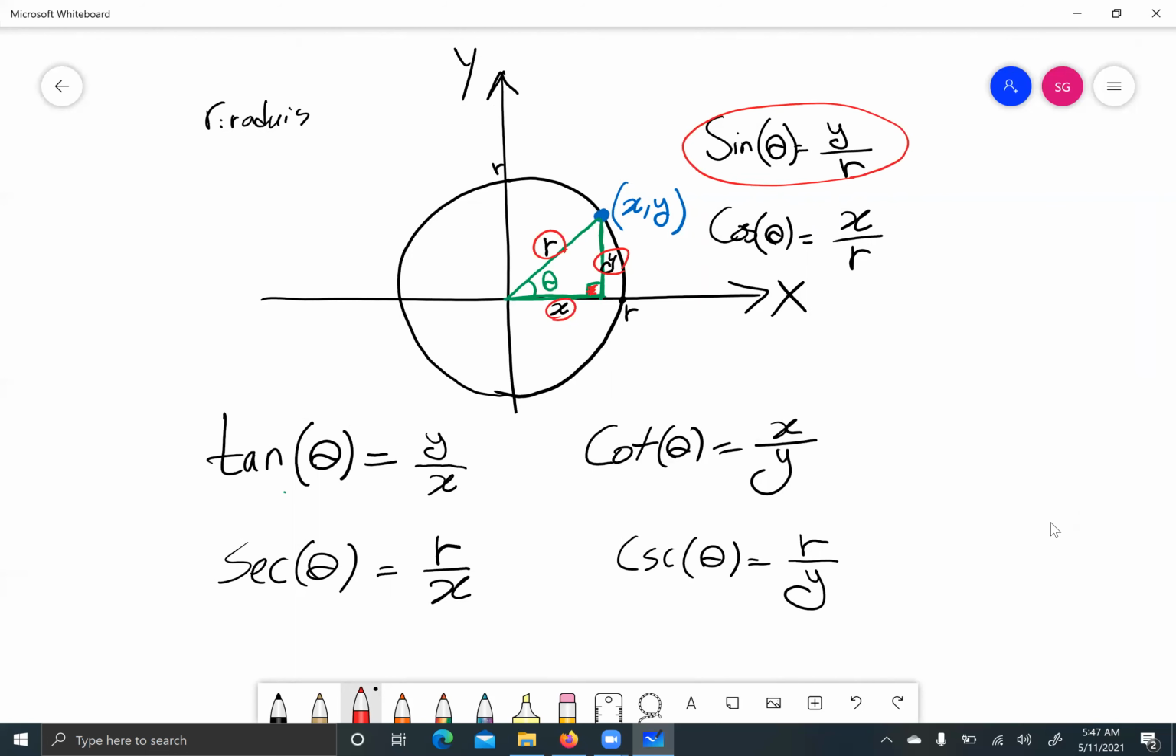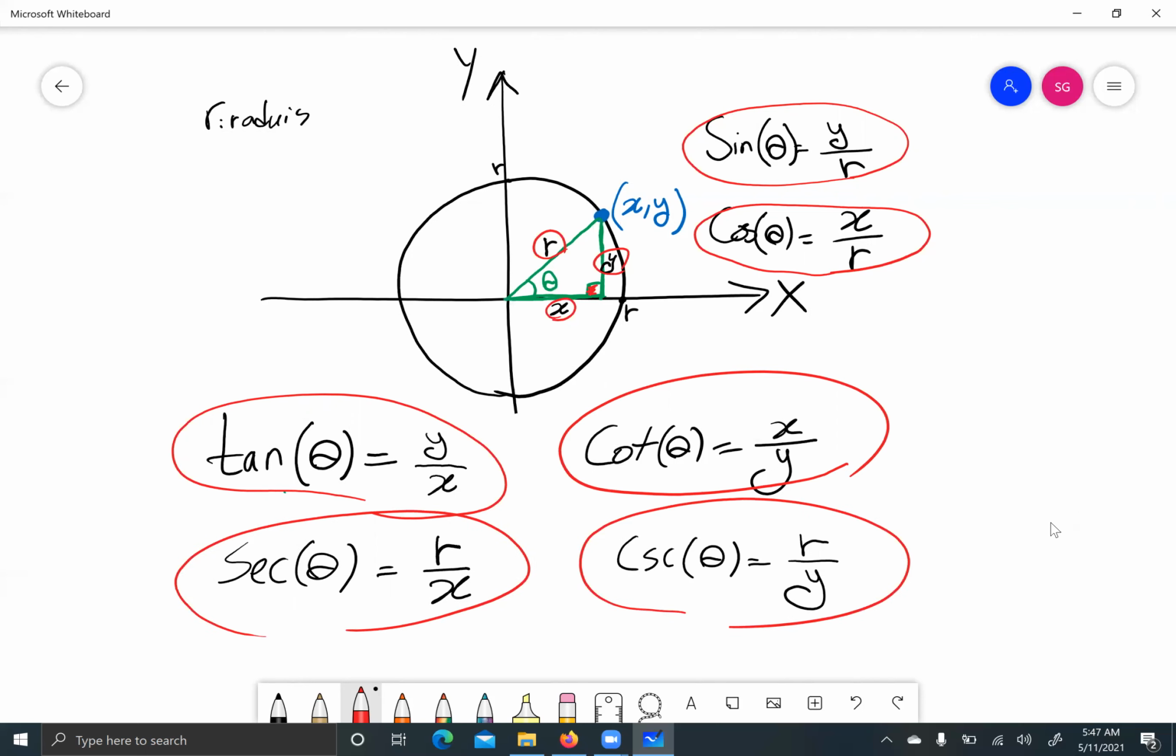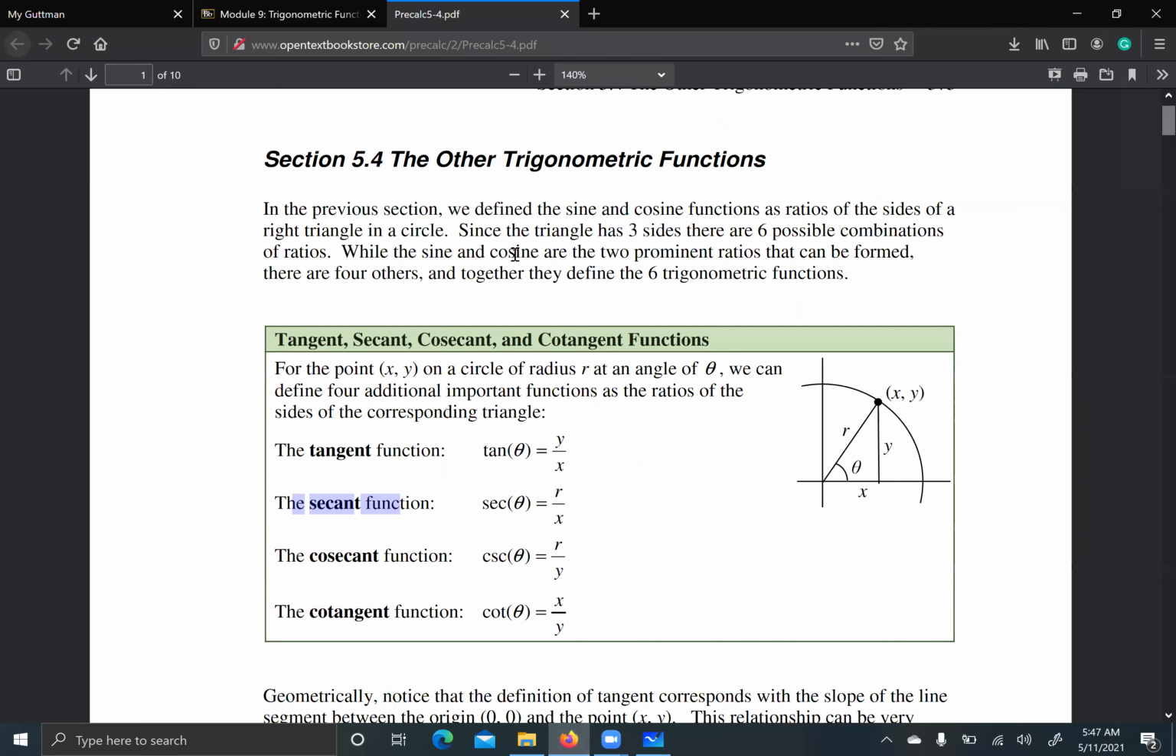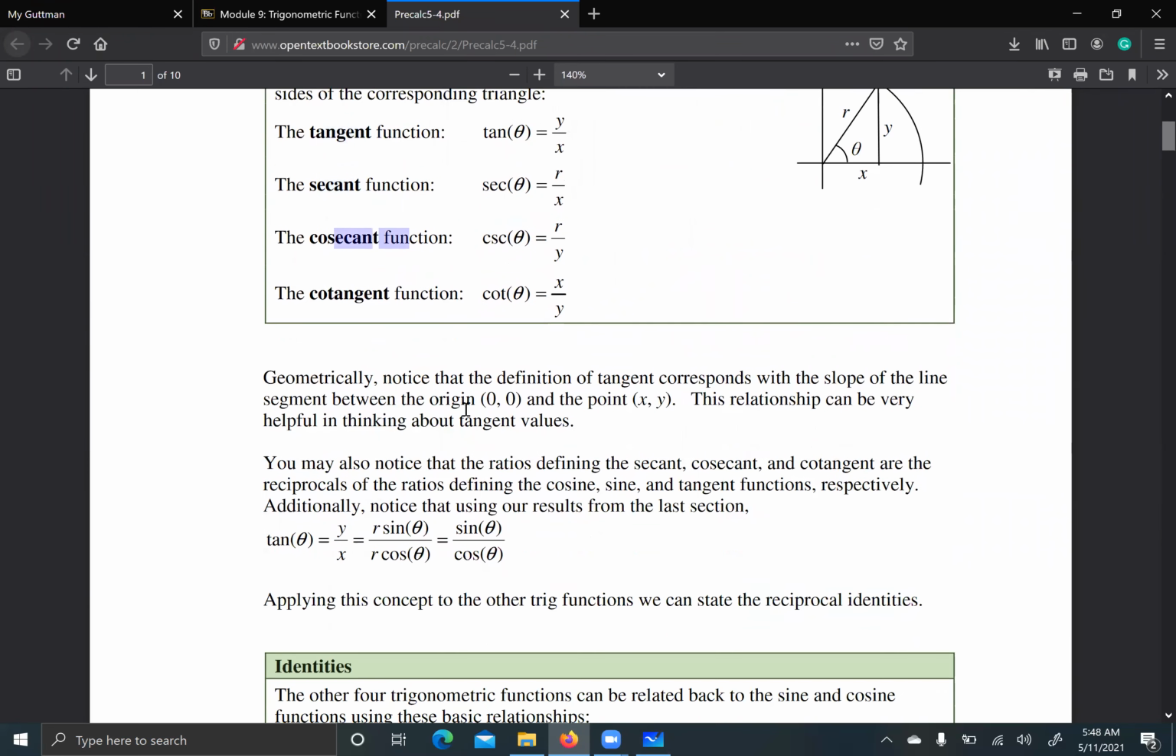You divide x by r, that's going to give you the cosine function. If you do y divided by x, that's going to be tangent. And if you flip it, which means divide x by y, that's going to be cotangent. And if you divide the radius r by x, we name it secant. r divided by y, we name it cosecant. And these are all basic trig functions. So in general, we have 6 trigonometric functions: sine, cosine, tangent, cotangent, secant, and cosecant.